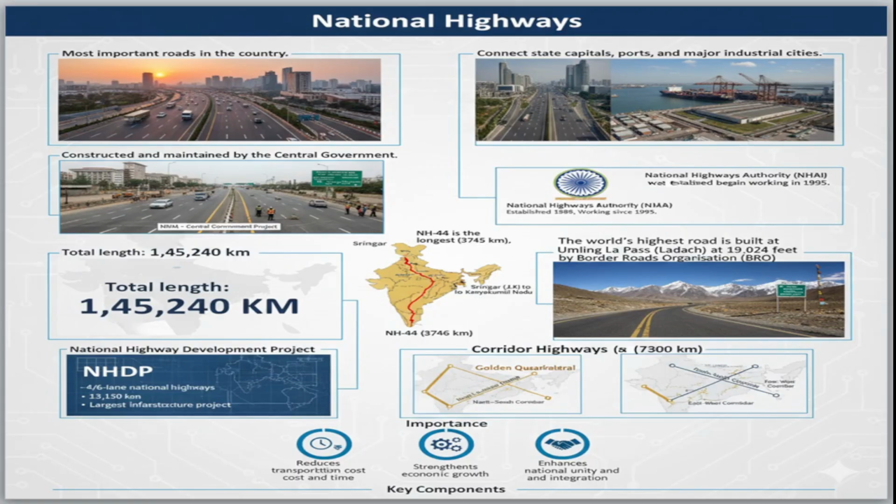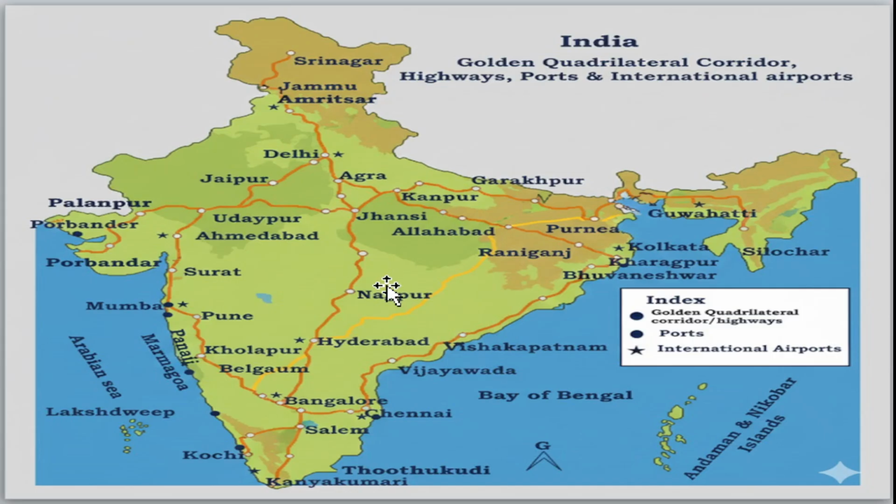Golden Quadrilateral roads. Okay, it will connect Delhi and Mumbai. Right, here it is Delhi, then here it is Mumbai. Then from Mumbai it goes to Chennai. Then from Chennai to Kolkata. Then again Delhi. This is called the Golden Quadrilateral highways.